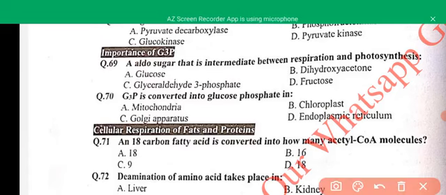Then 70. G3P is converted into glucose phosphate. Glyceraldehyde 3-phosphate is converted to glucose phosphate in the Calvin cycle, and the Calvin cycle occurs in the chloroplast. The best answer is B.